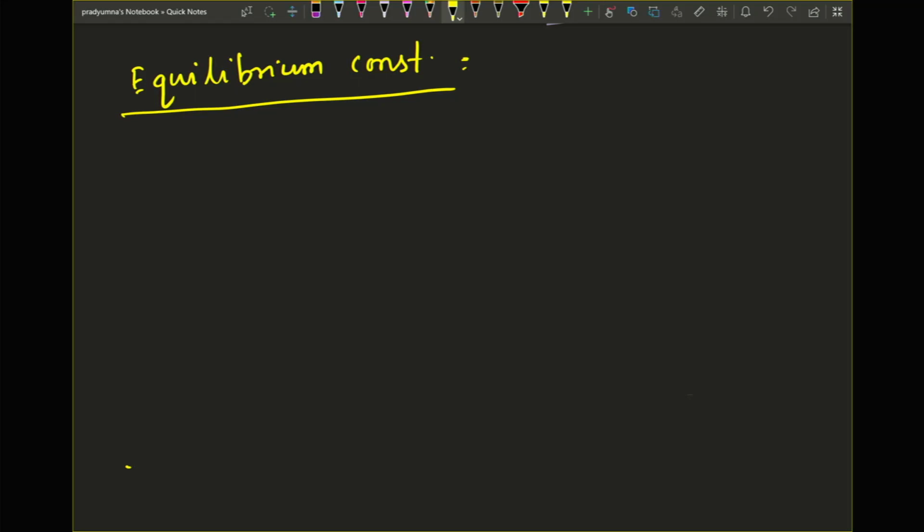Hello everyone. In this video we will discuss equilibrium constant. So we know what an equilibrium is, right? Let's say we have a reaction that is A plus B giving rise to C plus D, but this reaction is in equilibrium, so it's double arrows, one forward and one backward.